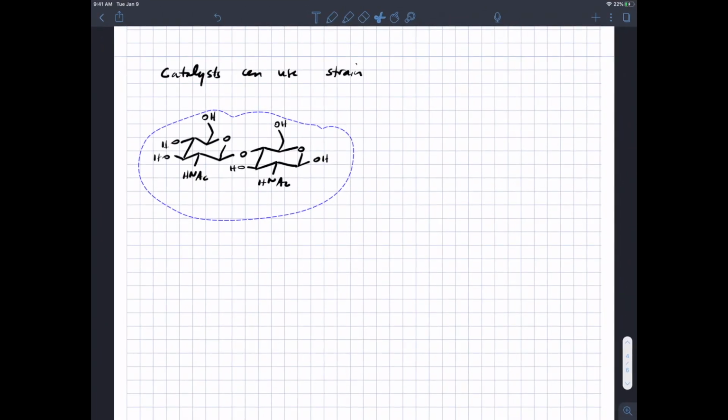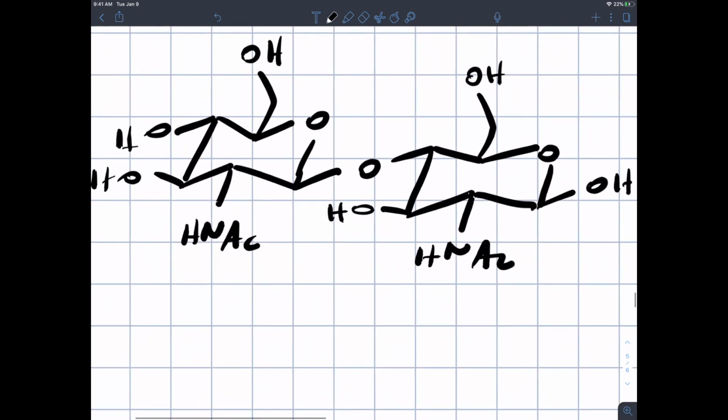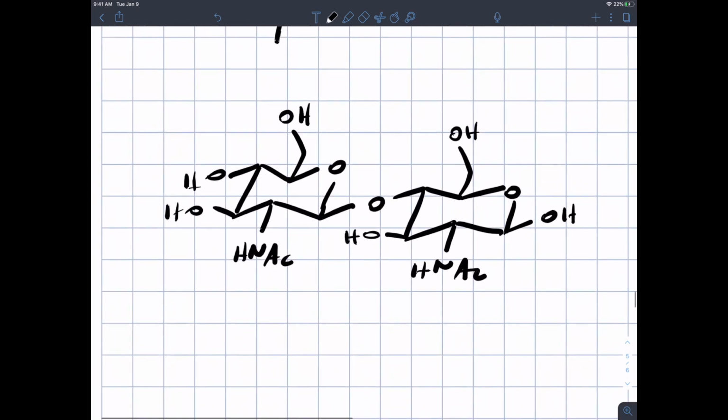So now you know. Okay, so lysozyme hydrolyzes. One of the things it does is hydrolyzes this linkage. And the problem with doing that is if you zoom in on the anomeric carbon, basically you've got your leaving group here.